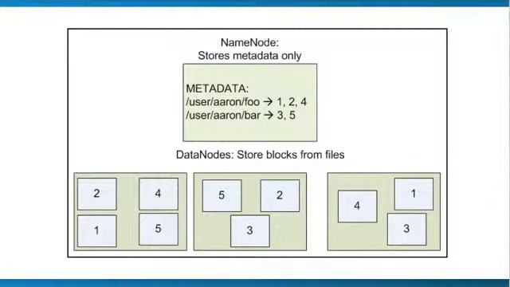So block allocation in HDFS is basically completely random. As you can see in this depiction, the name node stores the metadata only. So it knows about the file system, knows what user you are and where you're operating on, and the data nodes basically don't know any of that. They just store files.